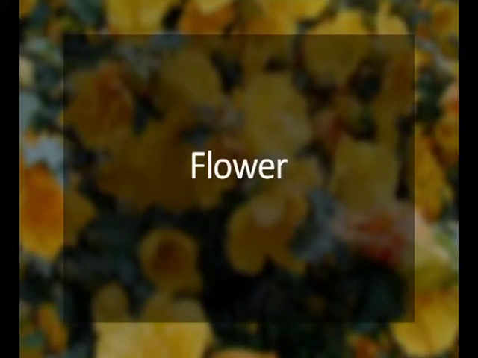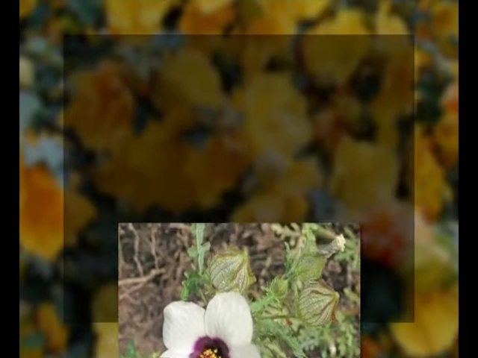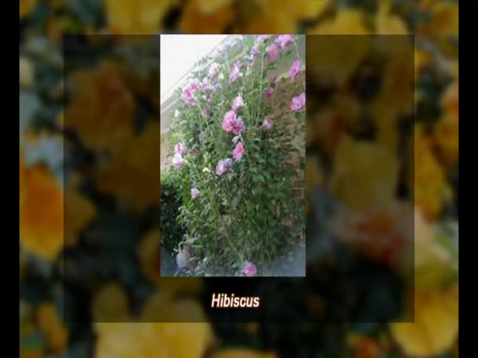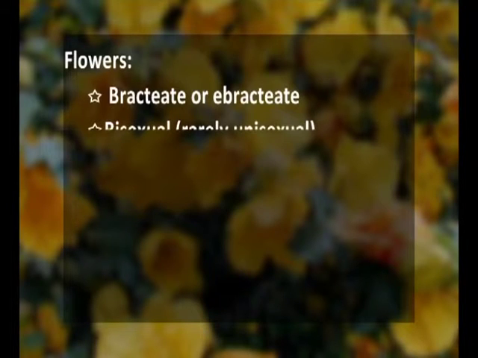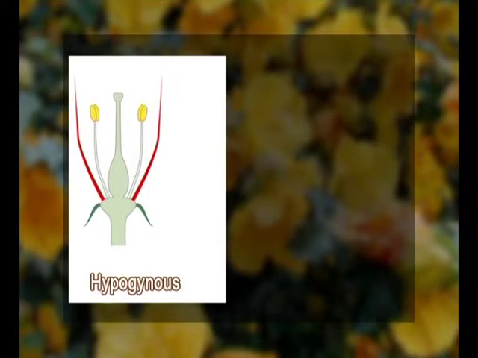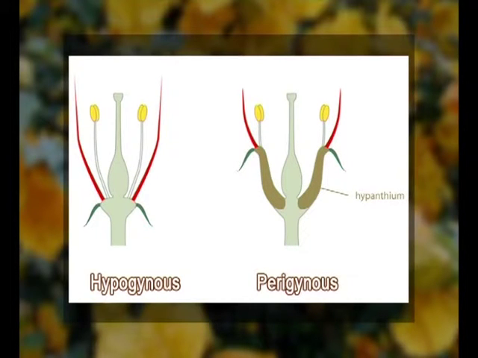Now the flower is bracteate, most often bracteate. The common example is Abutilon, or sometimes it can be ebracteate. The example is Hibiscus. The flowers are bisexual, but rarely there are occurrences of unisexual flowers also in Malvaceae. The flowers are also actinomorphic. They are hypogynous, and very rarely there are some taxa where the flowers are perigynous.